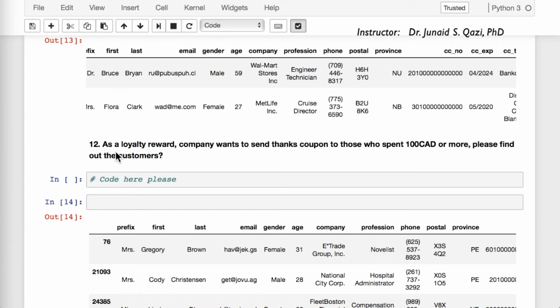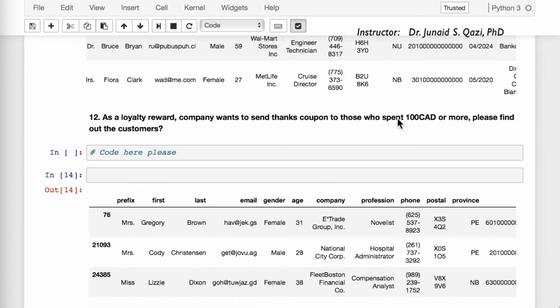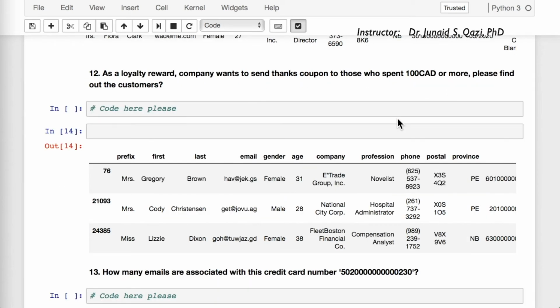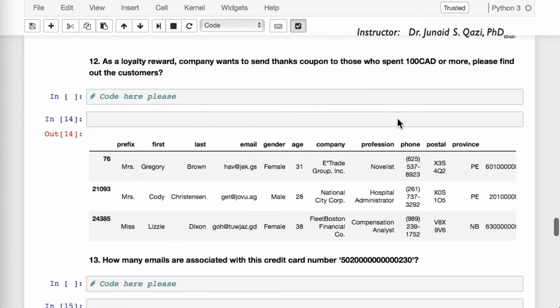Question 12, as a loyalty reward, company wants to send a thanks coupon to those who spend 100 Canadian dollars or more. Please find out the customers. Once again, the condition is you have to find out the customer who has spent more than 100 Canadian dollars or equal to 100 Canadian dollars. It should be again very simple. Try your best to solve this as well.